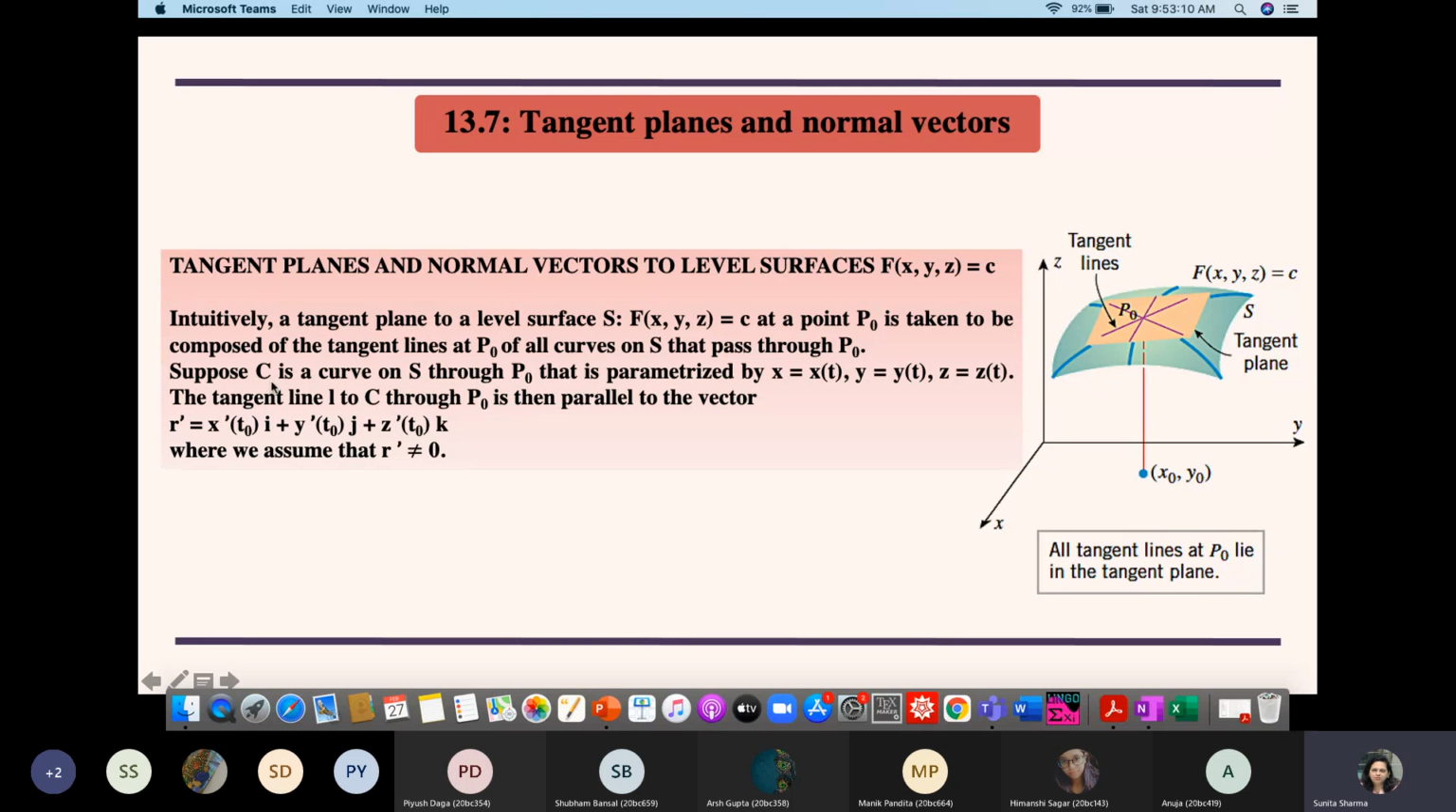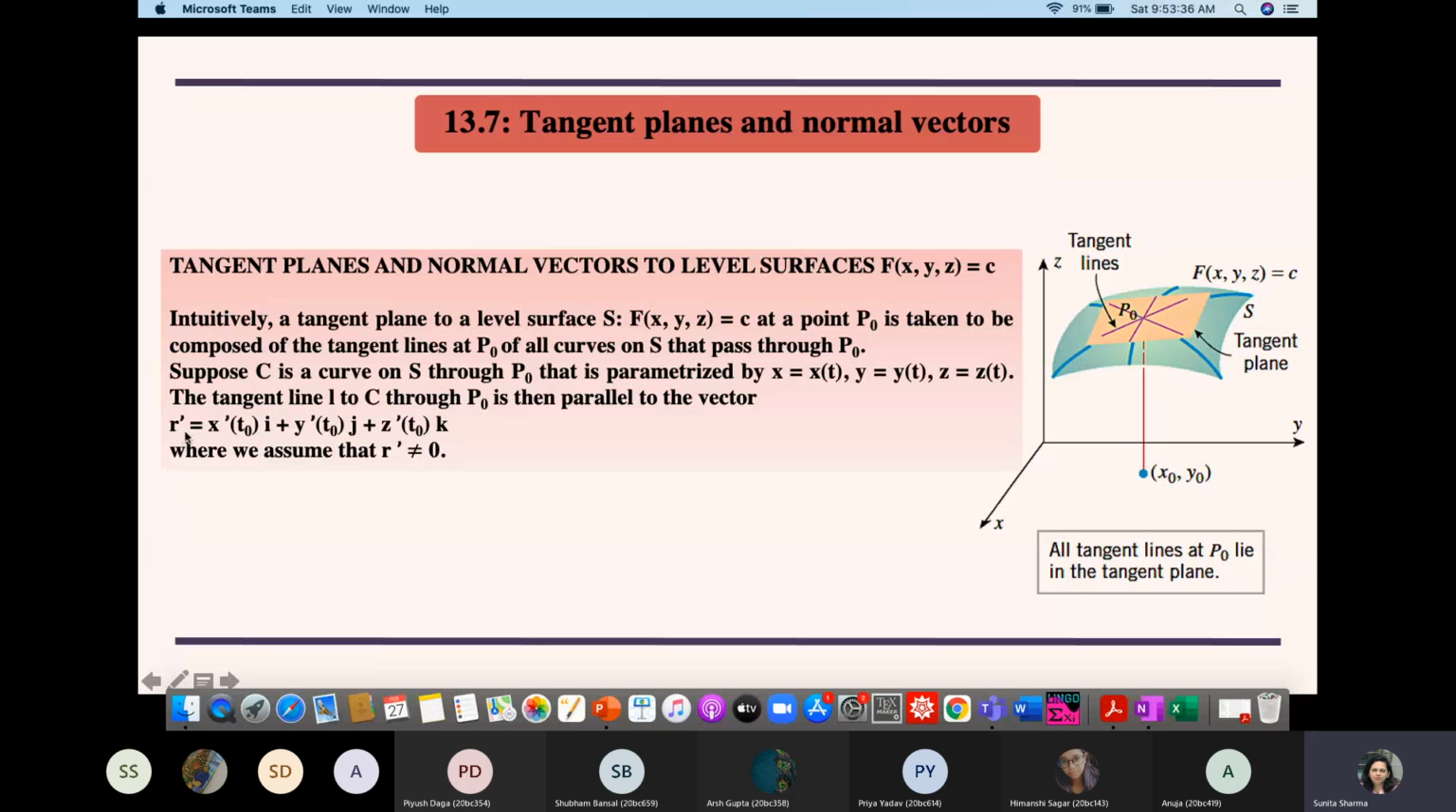So suppose that this capital C is any curve, and we have the equation of the curve given by this parametric representation: x is x(t), y is y(t), and z is z(t). Now suppose a line L is the tangent to that particular curve at P naught, then this tangent line is going to be parallel to this vector r dash.